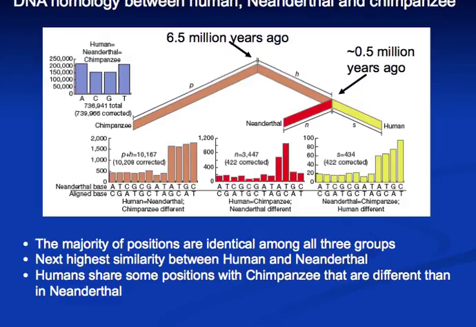What is interesting, though, when you look at these DNA sequences, the overwhelming majority of all positions are identical. 98% are higher. The highest similarity is between human and Neanderthal. Okay. One interesting thing that was found, and this is not really explained yet, is that humans do share some positions with chimpanzees that are different than in the Neanderthals. So for those positions, we have the same DNA sequence that the chimpanzee does, and the Neanderthal has a different sequence. This could be due to random mutations or just simply ancestral DNA that did not mutate in the human line.